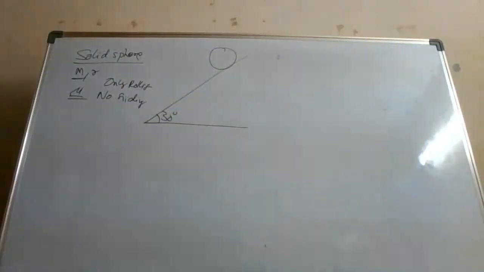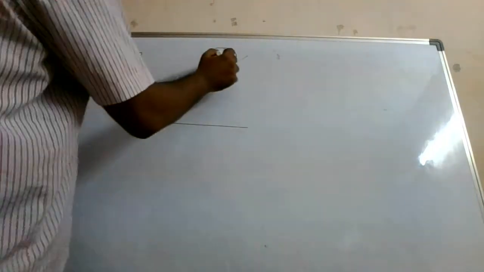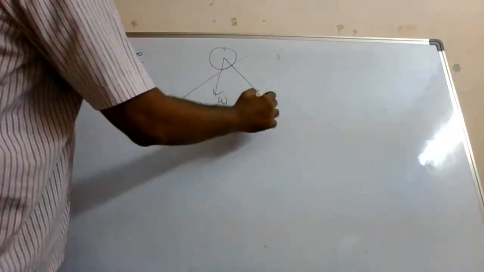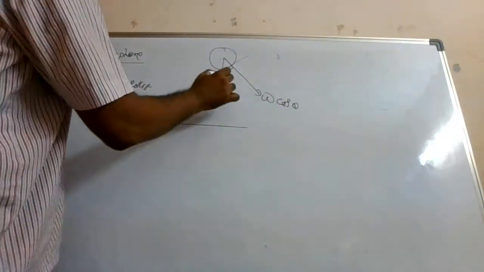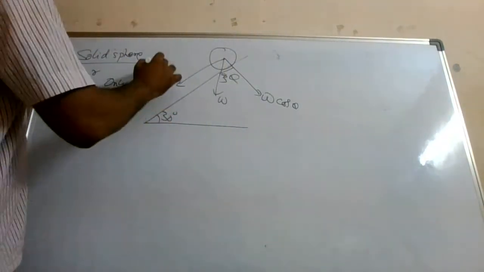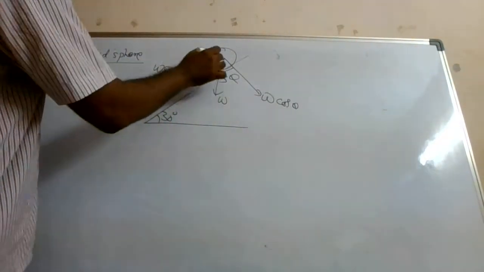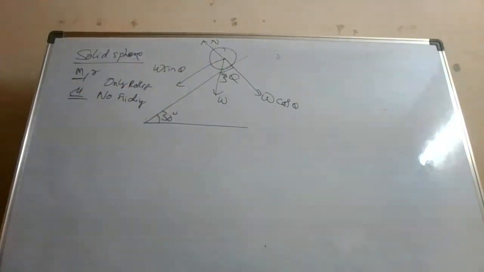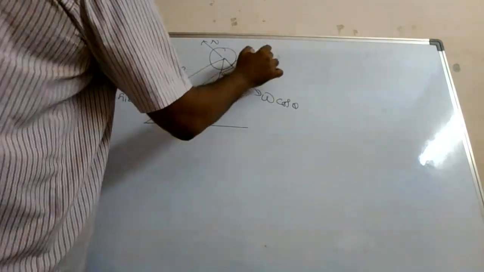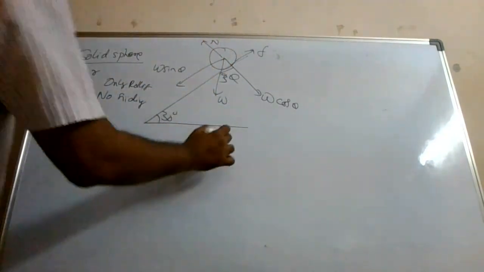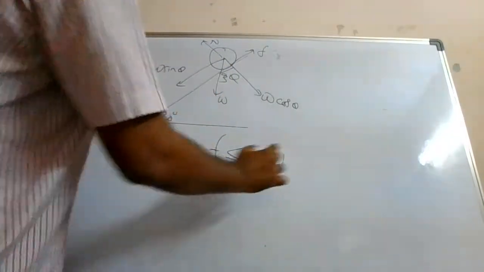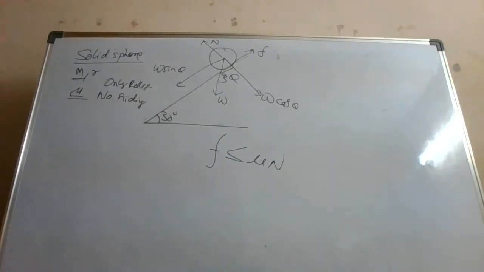So remembering that, draw the forces which are acting over here. This is W acting in the downward direction. This is W cos theta, this is theta, this is theta, this is theta. Here it is 30 degrees. This is our W sin theta. And this is our normal reaction. If the block tends to roll down, the friction will be acting in this direction. So the friction should be less than or equal to mu n. Okay.